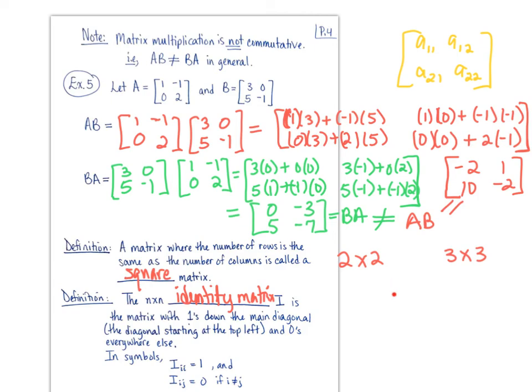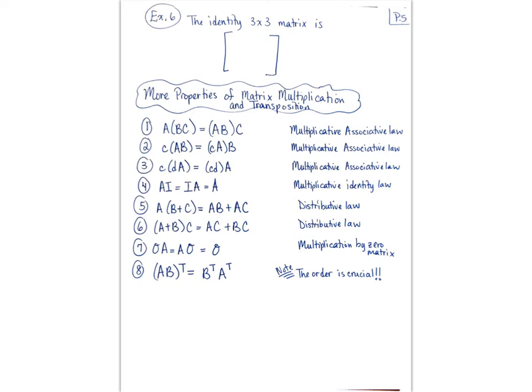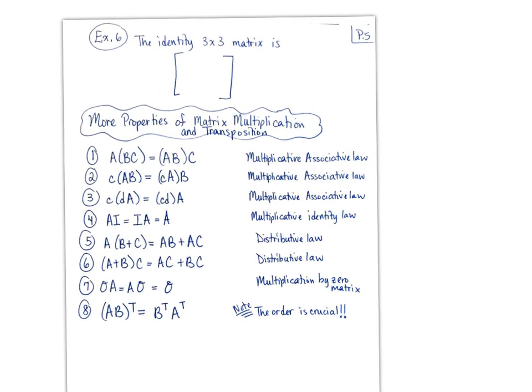So for example, the 3 by 3 identity matrix would look like 1 0 0, 0 1 0, 0 0 1. So we have ones along the main diagonal and zeros everywhere else. I wrote that on the previous page because I wanted you to be able to see it there. But just for filling in your notes, the 3x3 identity matrix is 1, 0, 0, 0, 1, 0, 0, 0, 1.